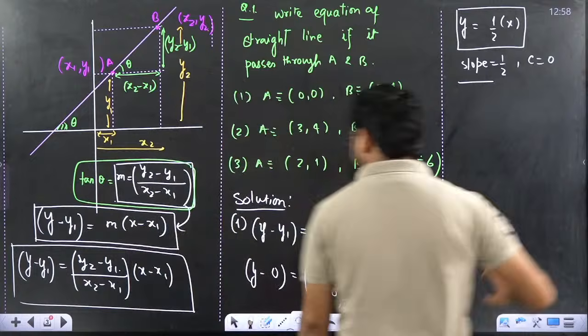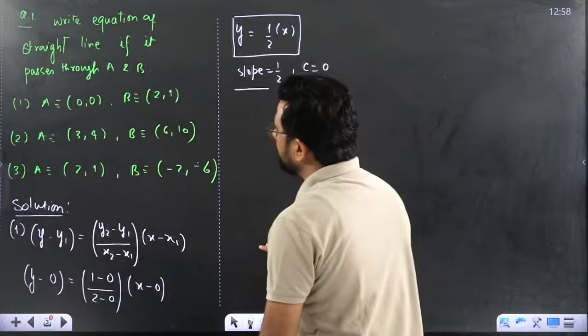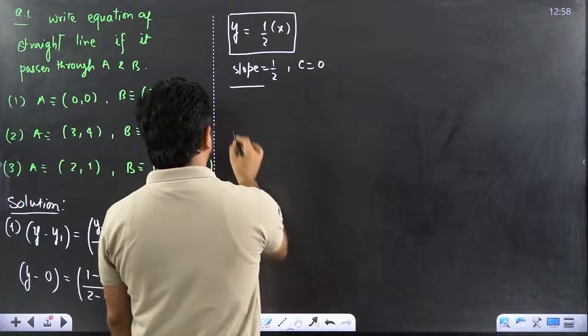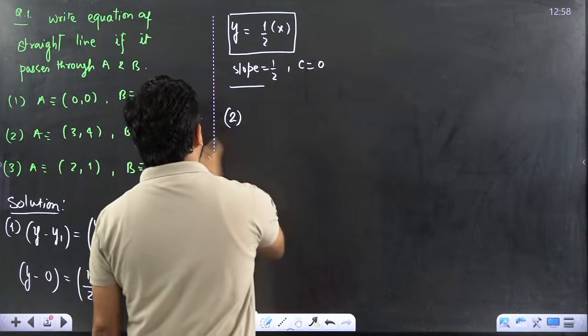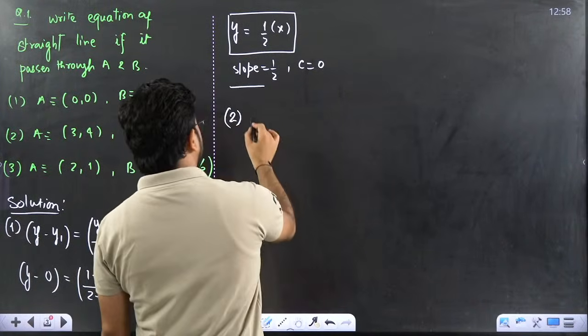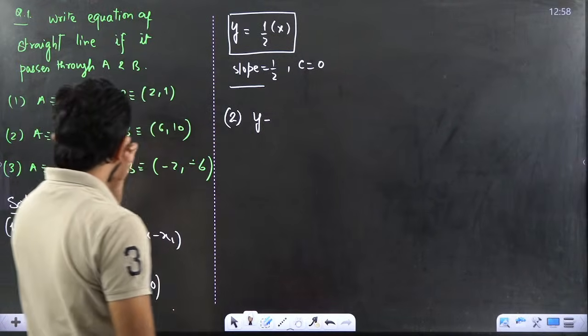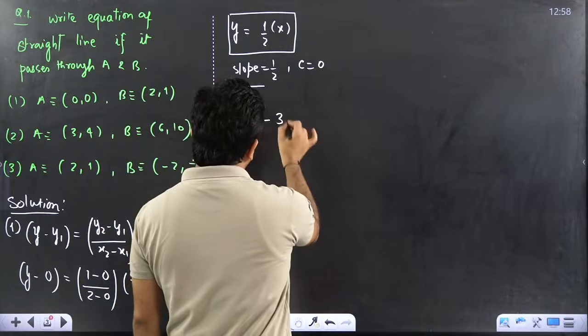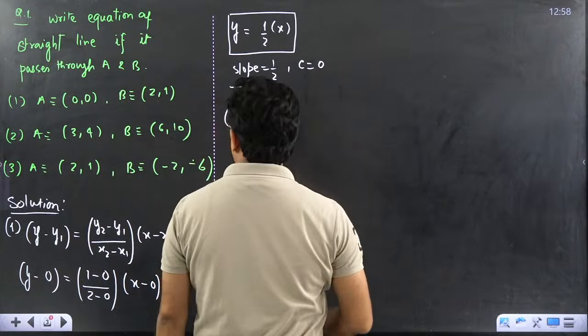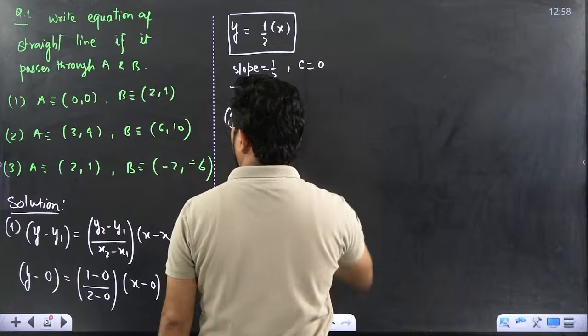Now, the second question we have to solve. What is the second question, beta? Please try to solve it. Again, y minus y1. What is y1? y1 is already given to you here, 3. You can take it as 3, sorry, not 3, this is 4, 1.